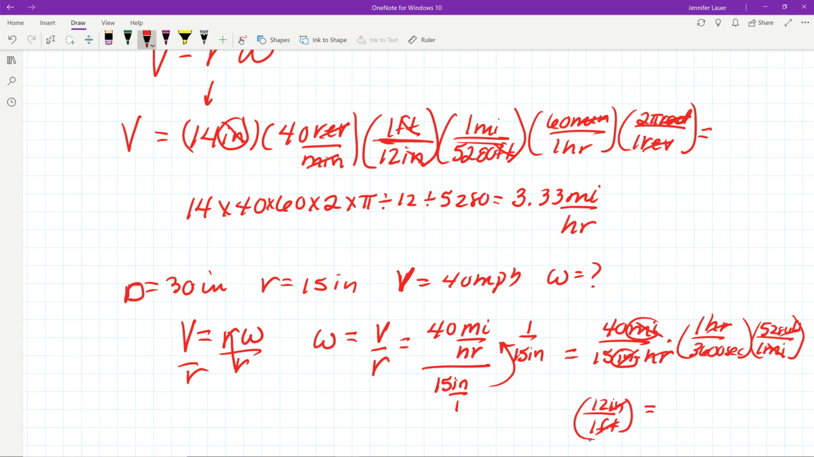If we put this into a calculator, we're left with pretty much nothing on top, which becomes our revolutions per second. So in the calculator would go 40 times 5,280 times 12 divided by 15 divided by 3,600. And our answer would be 46.9 revolutions per second. And that is it on angular velocity.